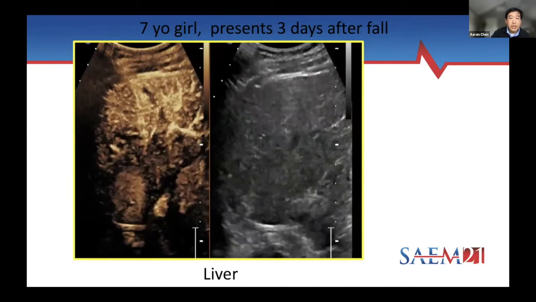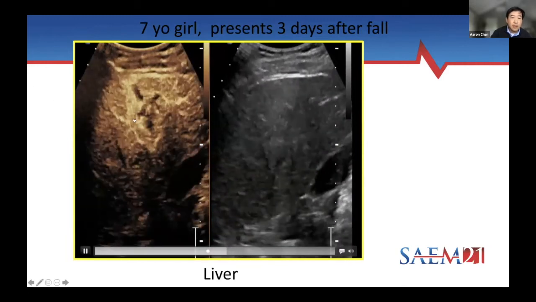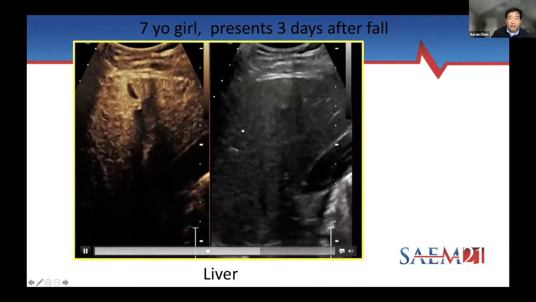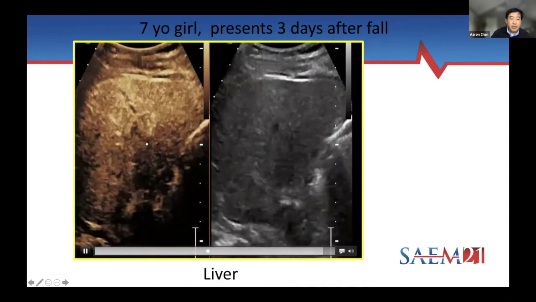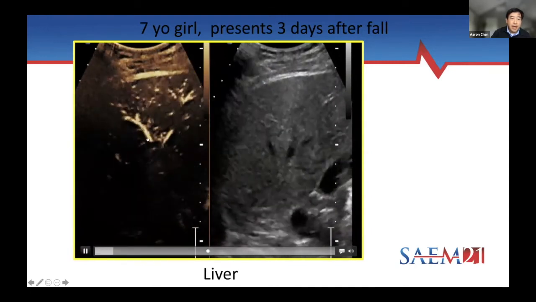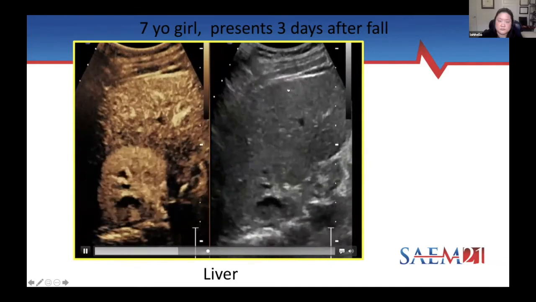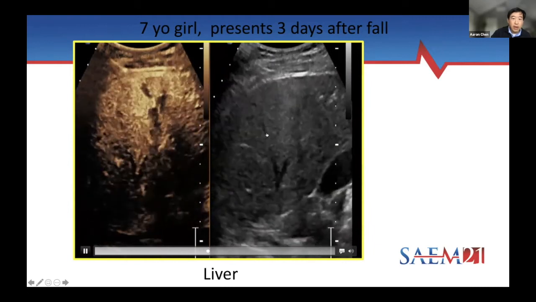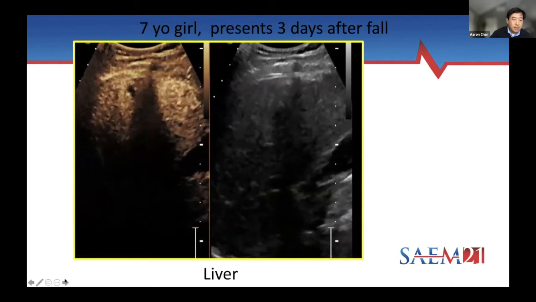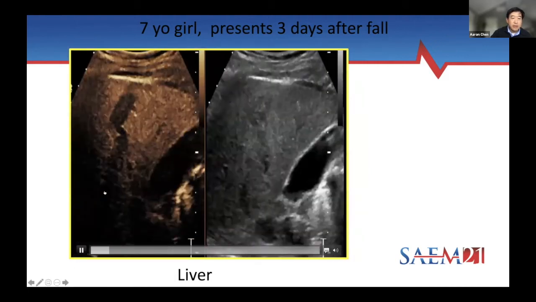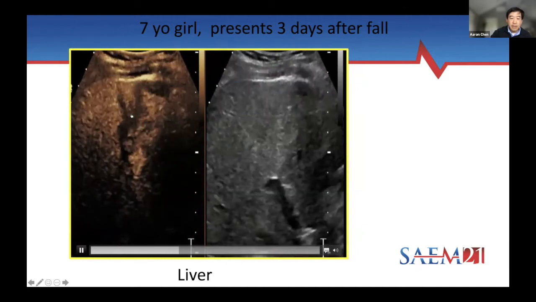This is a 7-year-old who presented 3 days after a fall. This is the liver. So you can see that we usually have a grayscale image on the right compared to the contrast exam on the left. And as the contrast bubbles are going in, you can see that there is this area of hypoperfusion right here down the middle. It's hard to see on the grayscale image on the right. This is what we call an early arterial phase. And then you can see even a little better, I think, during the late venous phases, right here, in that same patient.